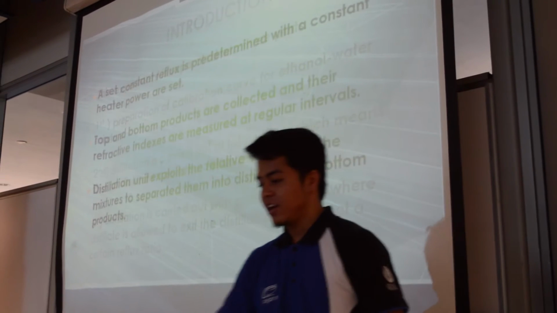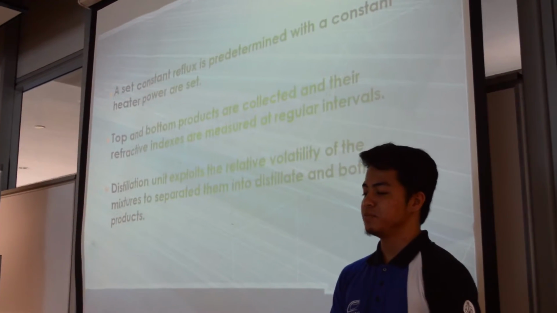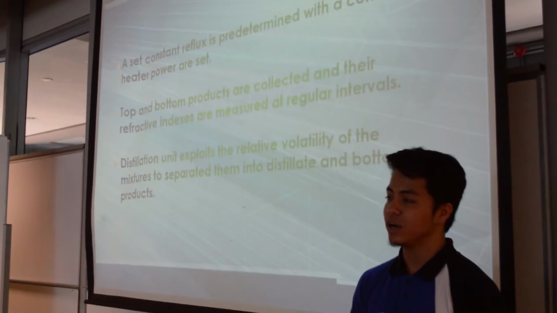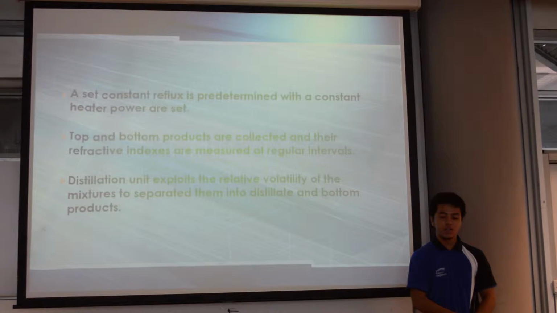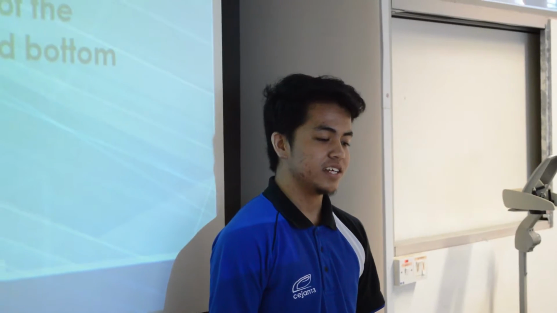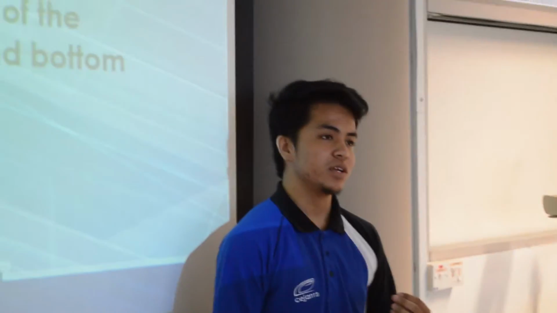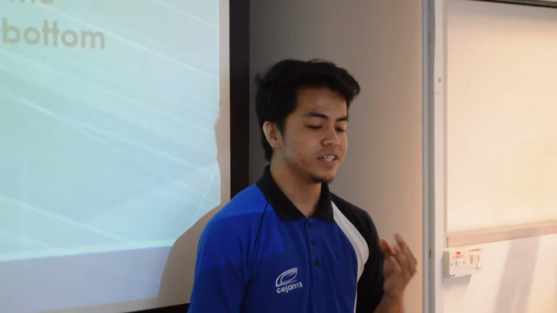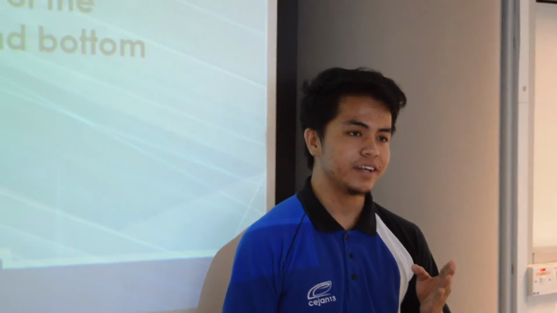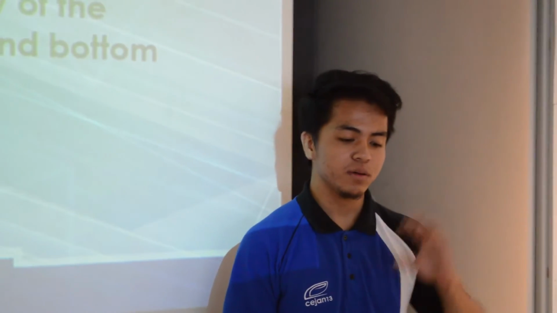And next, a set of constant reflux is predetermined with a constant heater power. Then, all the top and bottom products are collected and their refractive index is measured at regular intervals. We are going to use the refractometer to measure the refractive index. And last but not least, the distillation unit exploits the relative volatility of the mixtures to separate them into distillate and bottom products.